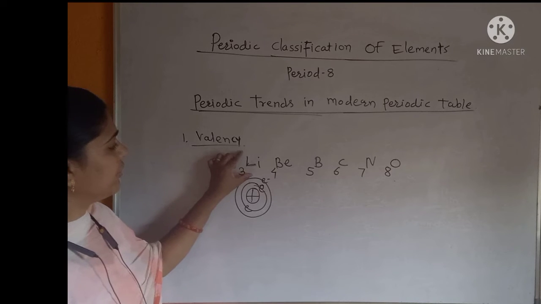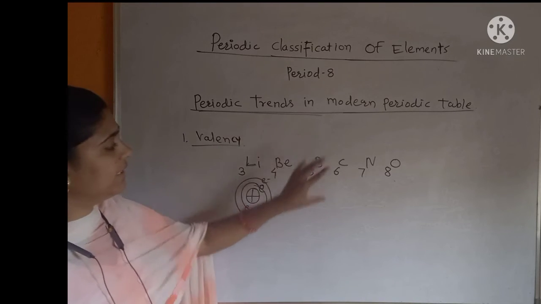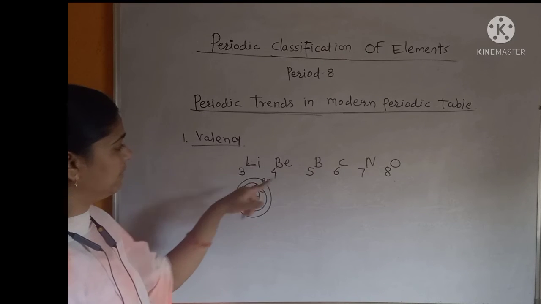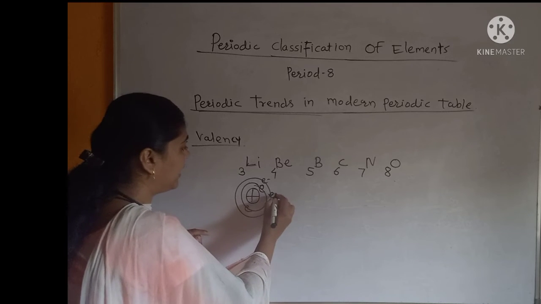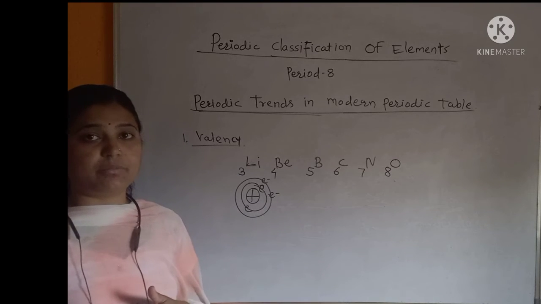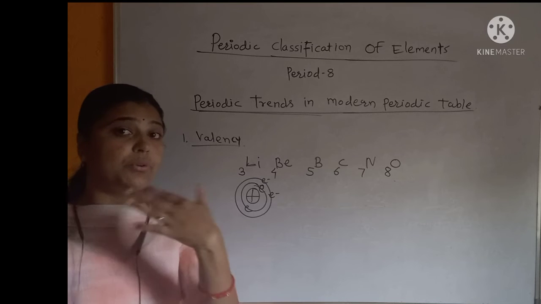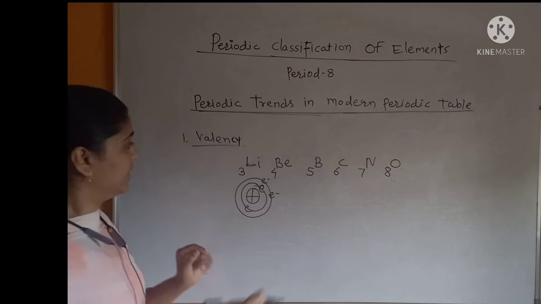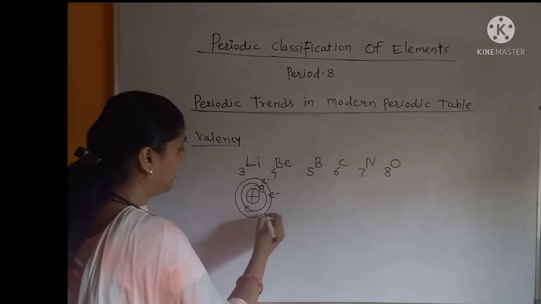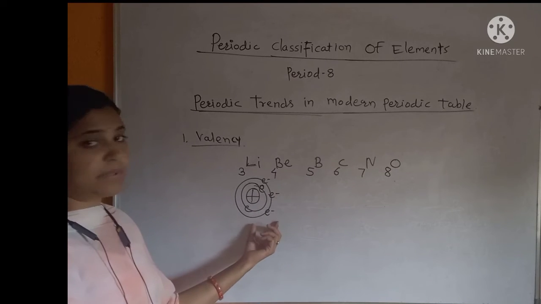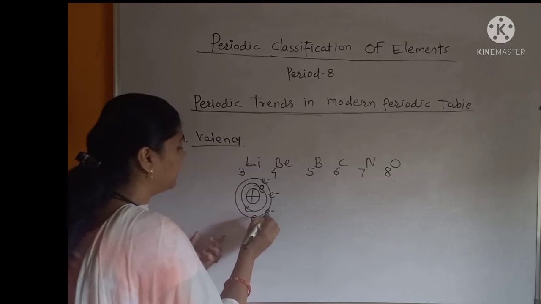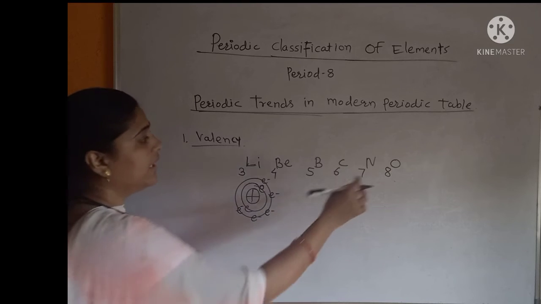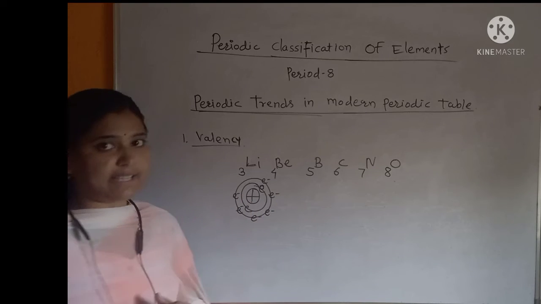When we see the electronic configuration, the atomic number of the element increases by only 1. This is the electronic configuration of lithium. In beryllium, only 1 electron is added, and it is present in the same orbit. There is no need to create another orbit. Only 1 orbit is sufficient. In boron, 5 electrons, and the electron is also in the same orbit. In carbon, nitrogen, and oxygen, only 1 electron is added each time in the same orbit.